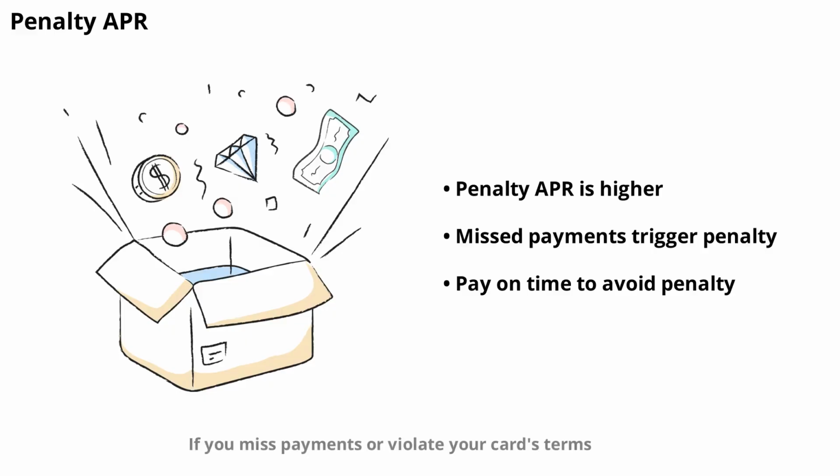If you miss payments or violate your card's terms, you may be charged a penalty APR. This rate is usually much higher than your regular APR and can significantly increase your interest costs. Penalty APRs are designed to encourage responsible use and timely payments. To avoid penalty APR, always pay at least the minimum amount due and follow your card's terms and conditions.